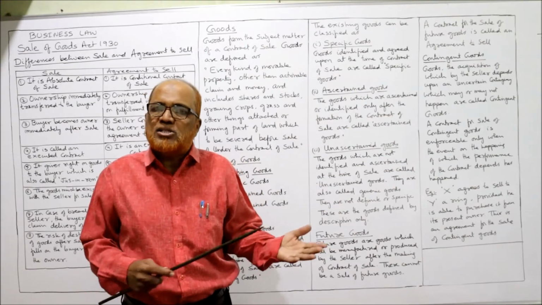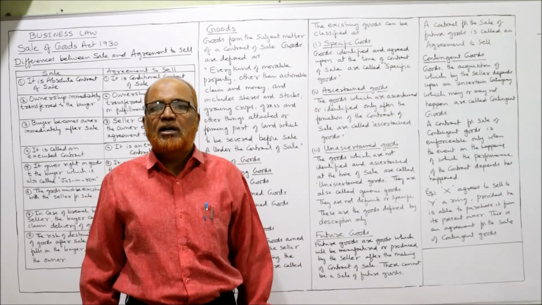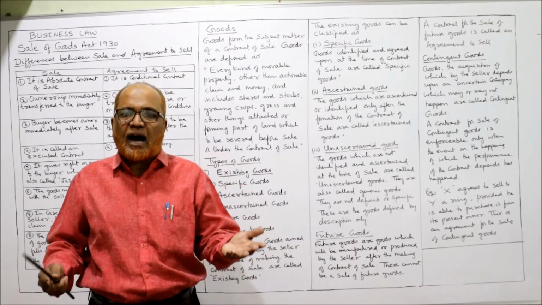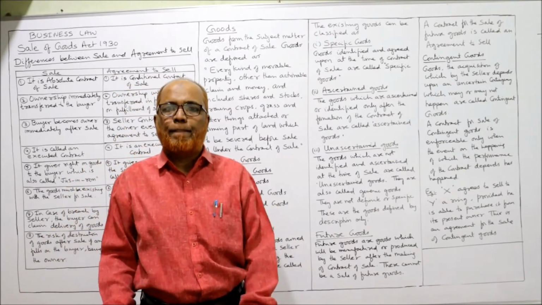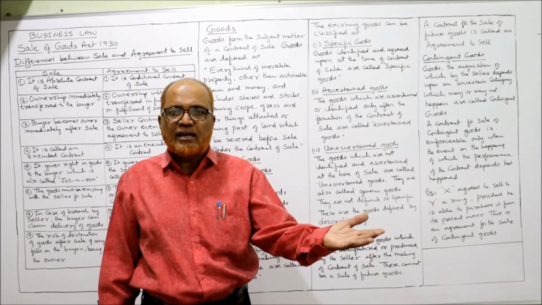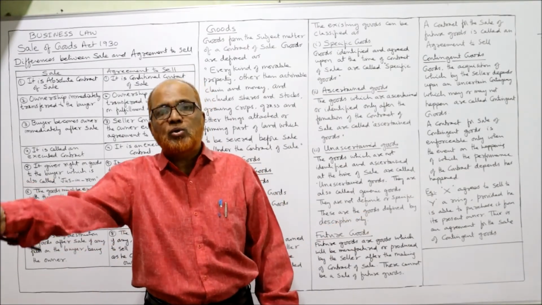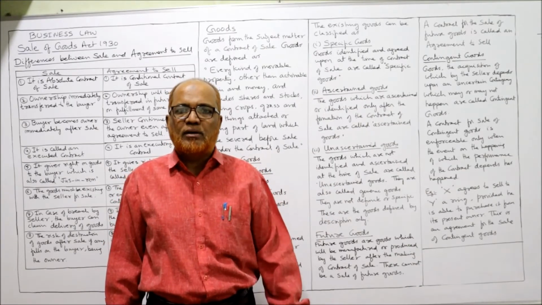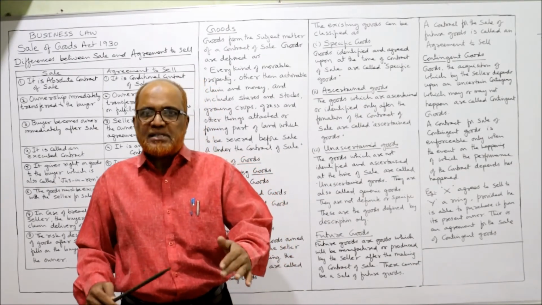So in other words, it is not a sale transaction, it's an agreement to sell, because goods are not specific, existing at the time of sale. At the time of sale, goods are not existing. The goods will be produced, manufactured in future. So first of all, a person will come.